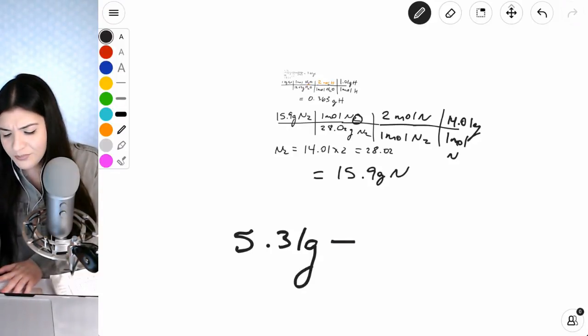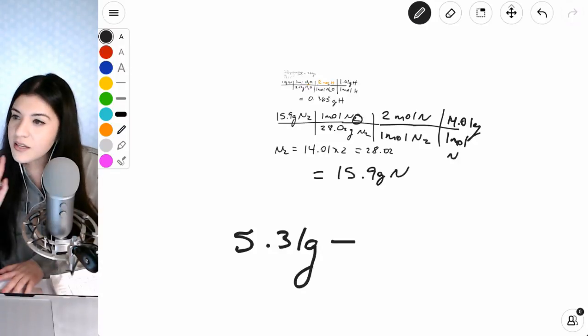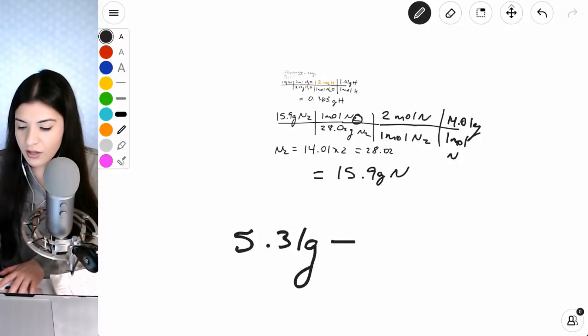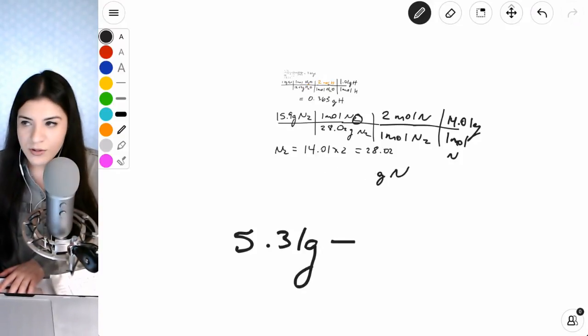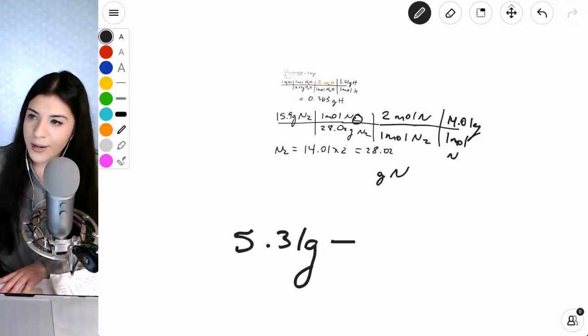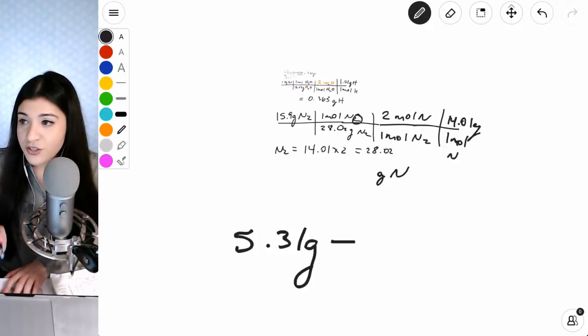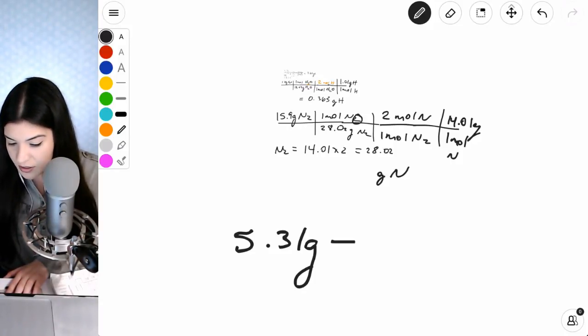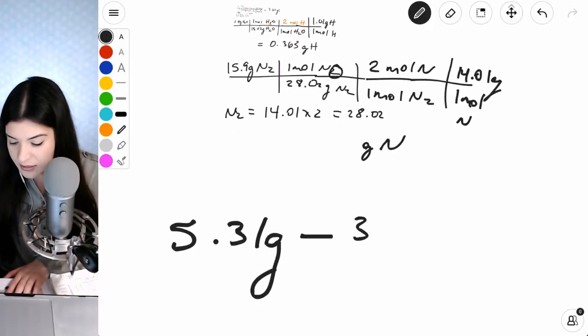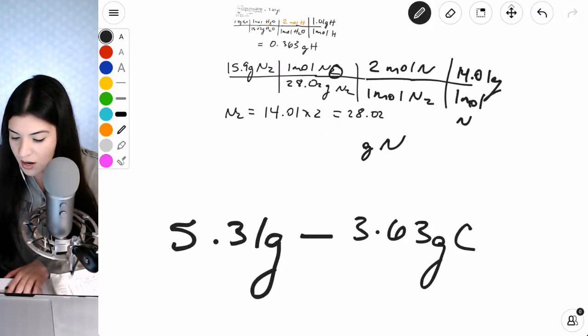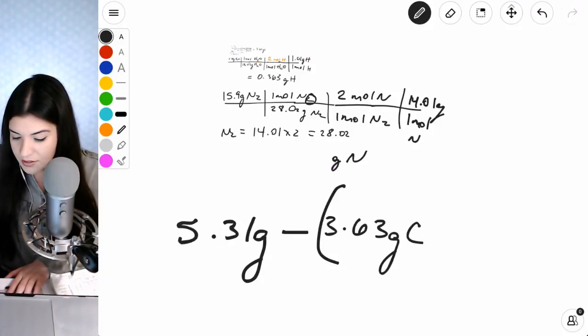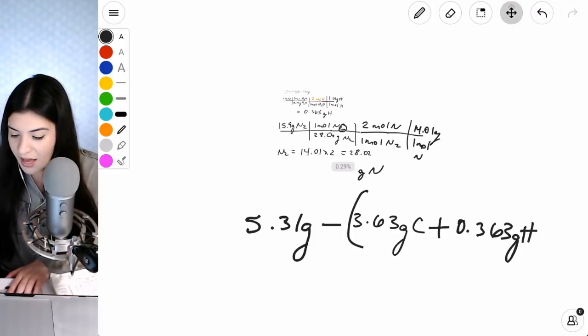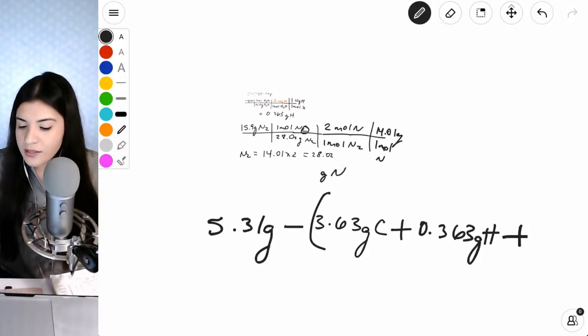I'm going to subtract that from everything. I actually realized the problem. So we said this was only 15.9% of nitrogen, and I realized, hold on, we can't just assume that was 100% because they actually gave us the gram sample amount. So instead, I would change that to grams, and I'll do that in 1 second after I place the values. So this would have been 3.63 grams of carbon, and then I'm going to add these all together, 0.363 grams of hydrogen, and then I'll add how many grams of nitrogen.